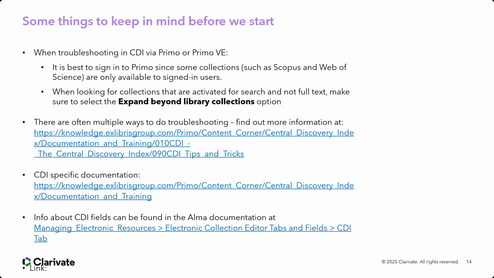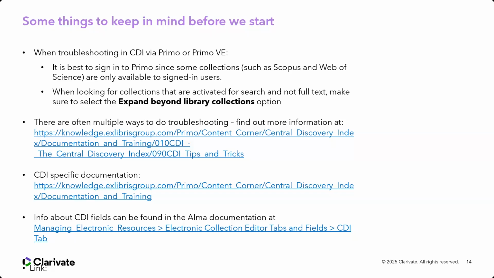And secondly, what's important is that when you're troubleshooting collections that you activated for search and not for full text, you want to make sure that you use the expand beyond library collections option, the expand search, because otherwise you will not be checking the search activation. You will get only those collections you've activated for full text. So two things to keep in mind.